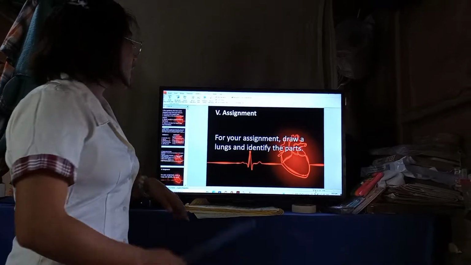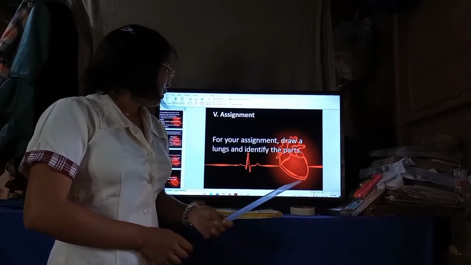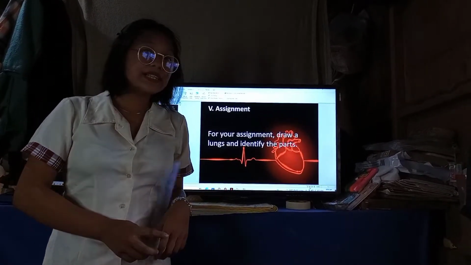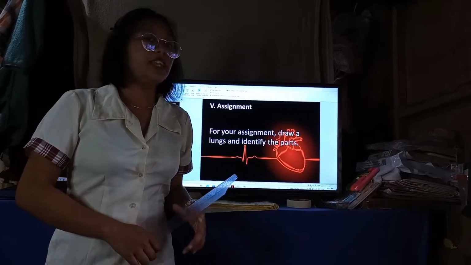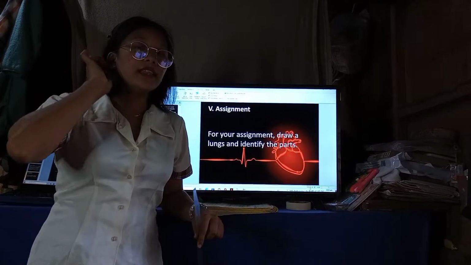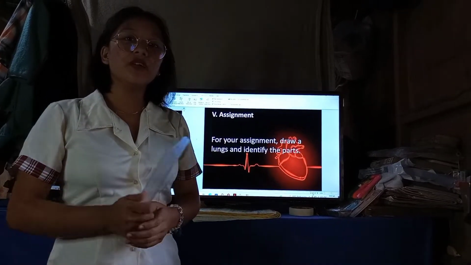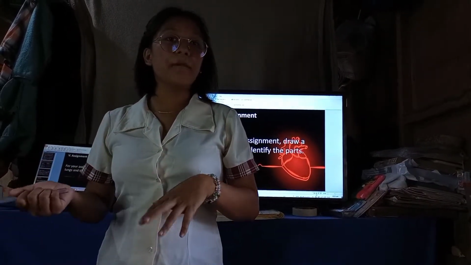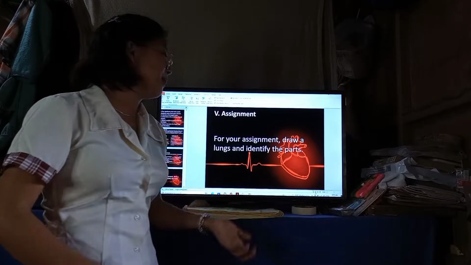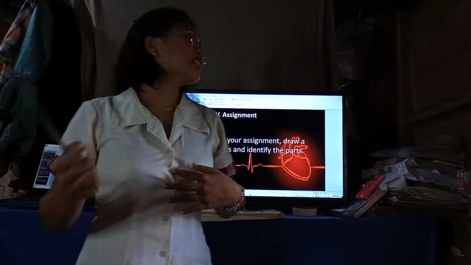For your assignment, draw the lungs and identify the parts. Don't forget that your first activity, you will pass it next meeting, and this one, your assignment, you will also pass to me next meeting.